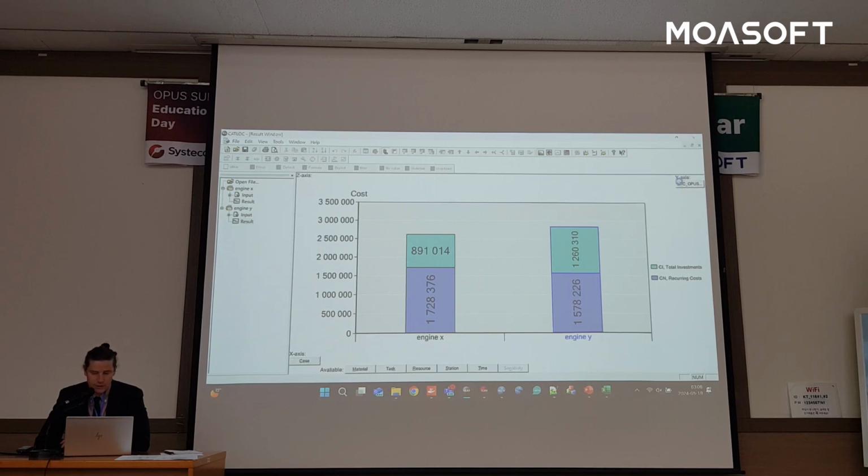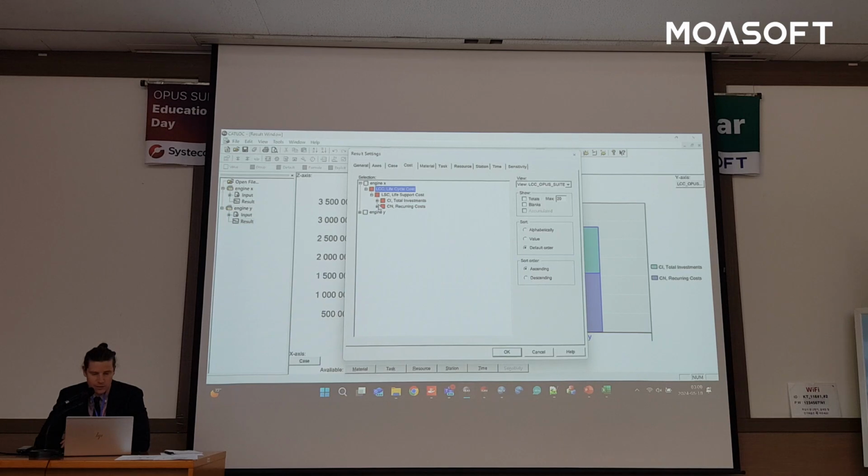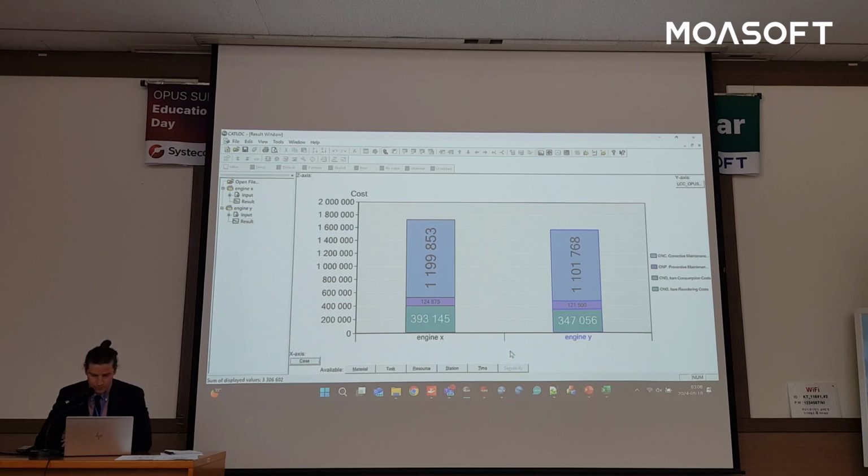So we can go in and take the next level here as well. Look at the recurring cost, for example, which are the costs that come every year. We see that for the X alternative, the corrective maintenance costs, I pointed here, I don't know if you can read it, but it says corrective maintenance costs. It's 1.2 million, which is more than 1.1 here. So that's the main difference between the two alternatives.